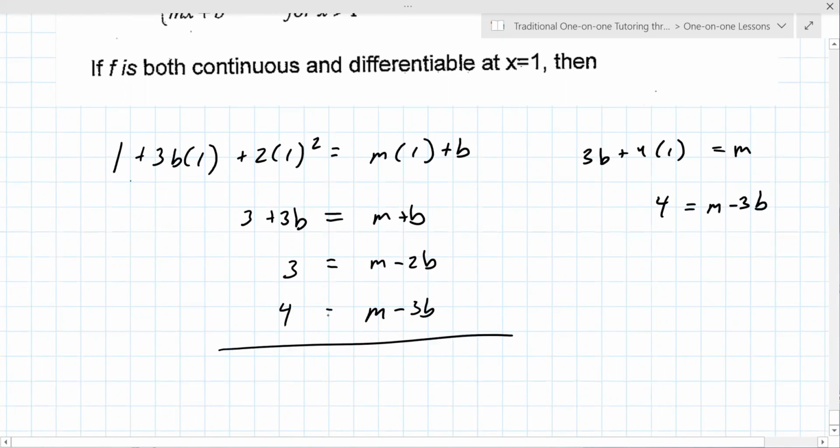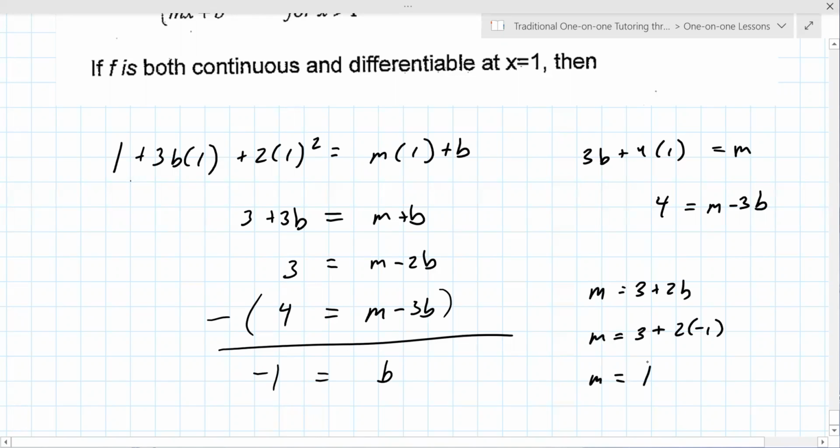So system of equations, you usually want to solve by adding and subtracting. We'll subtract. Minus 1 equals b, and then go back to one or the other. I'll use the first one there. m is 3 plus 2b. It's 3 plus 2 times minus 1. m ends up equaling 1. But you always try the point in the original and then in the derivative.